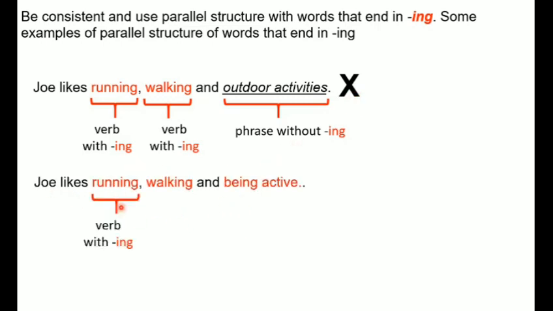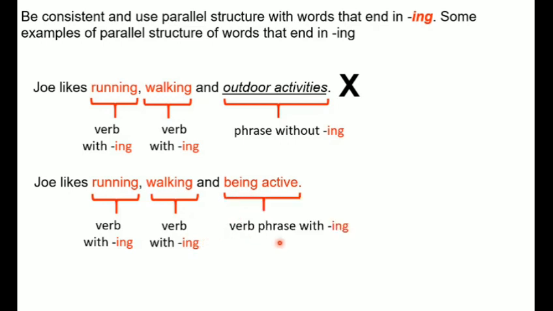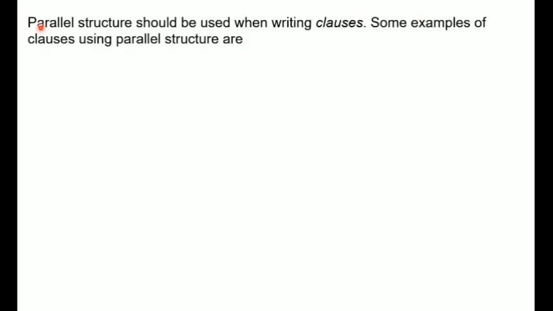Now, to make this correct, it should be like this. Joe likes running. The first one here is a verb with ing. Walking, also ending with ing. And the third element is a verb phrase with ing. So this is now balanced and this is correct. Next, parallel structure should be used when writing clauses. Okay.